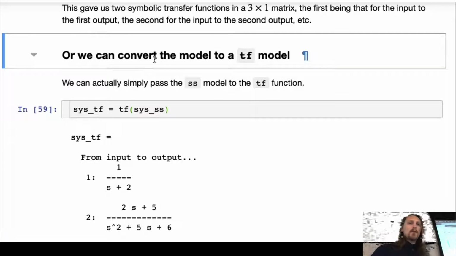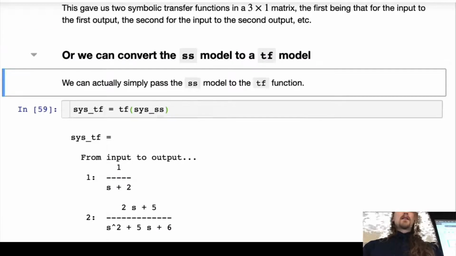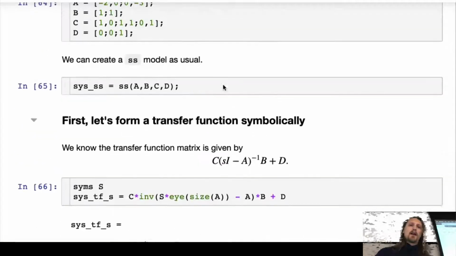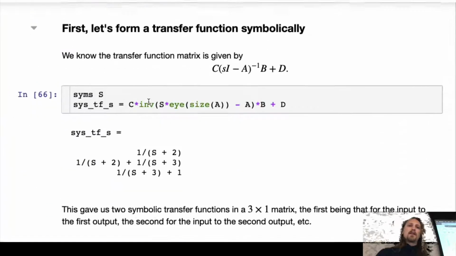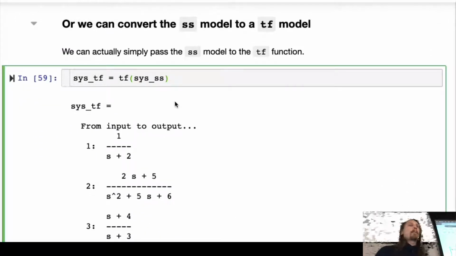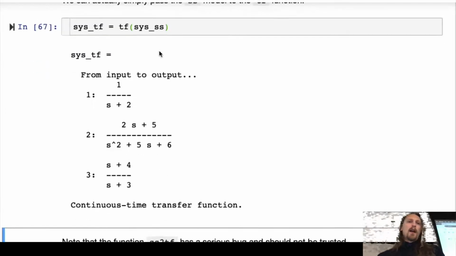Or we can convert, I'll say, the SS model to a TF model. So we can actually simply pass the SS model that we created above, which we did right away, right? From our A, B, C, and D matrices. We can convert that to a transfer function model by just passing the state space model to the TF function. And it gives us a list of transfer functions.